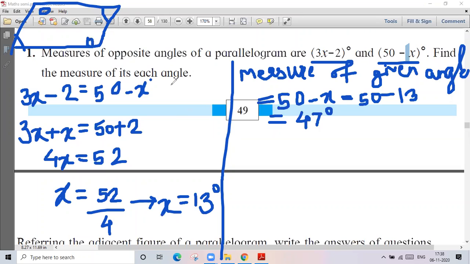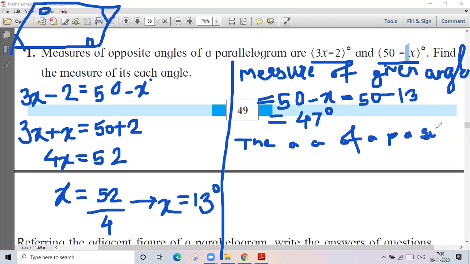Find the measure of each angle. Then we can see that the adjacent angles of a parallelogram are supplementary. You can write here: the adjacent angles of a parallelogram are what?